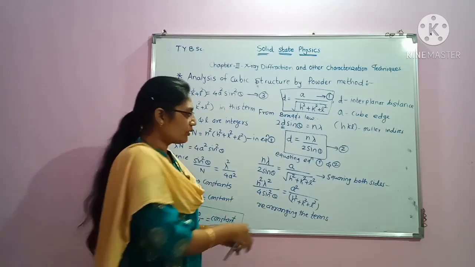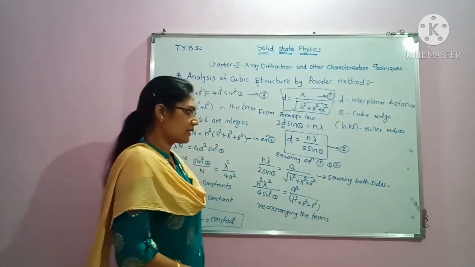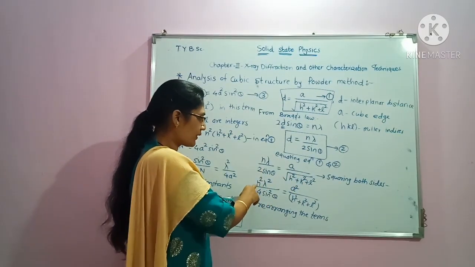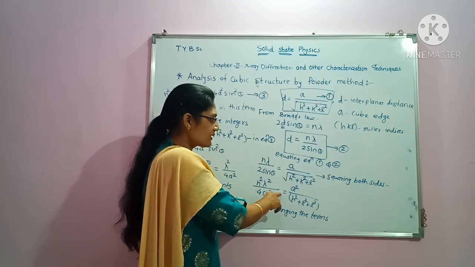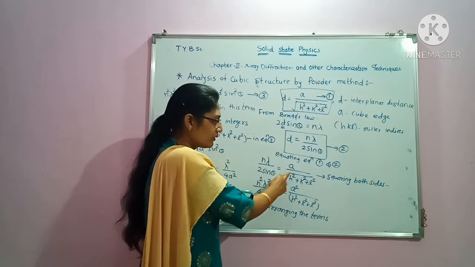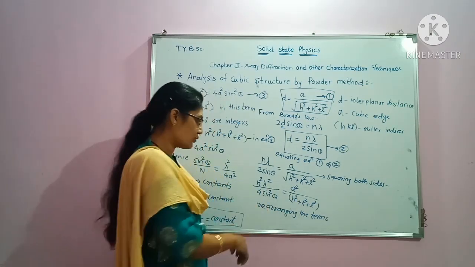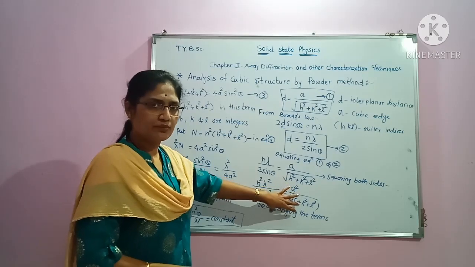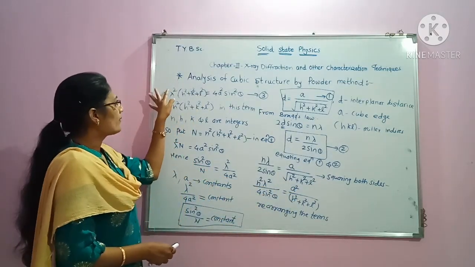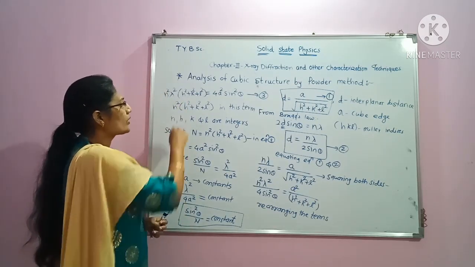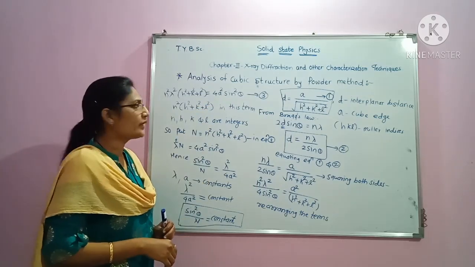In order to make it simple, one can square both sides. After squaring both sides, we have obtained n square lambda square upon 4 sin square theta is equal to a square upon h square plus k square plus l square, as the square root gets removed. Now we have to rearrange the terms. Rearranging the terms, we obtain n square lambda square into h square plus k square plus l square is equal to 4a square sin square theta.